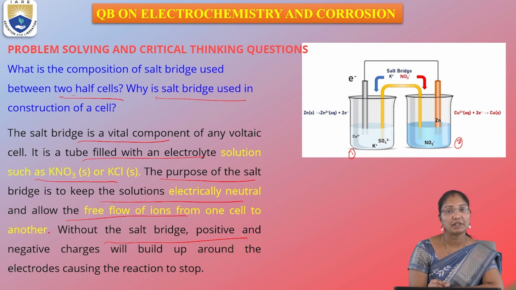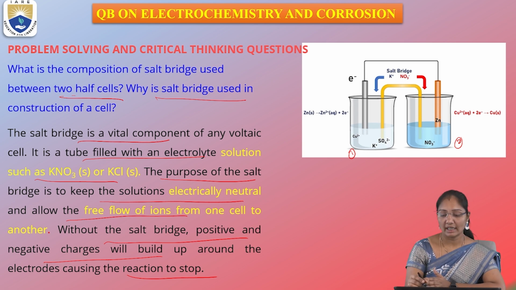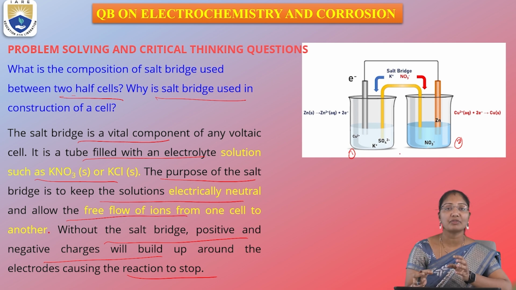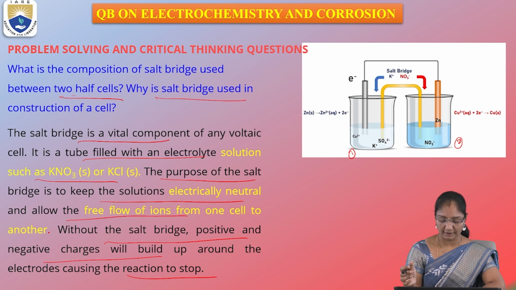Without the salt bridge, positive and negative charges would build up around the electrodes, causing the reaction to stop. So to avoid the stopping of the reaction, the salt bridge is used between the two cells, the anode and the cathode. Here KNO3, potassium nitrate, was used, with K plus ions and nitrate ions. It maintains the flow between the cells. This is the usage of the salt bridge.